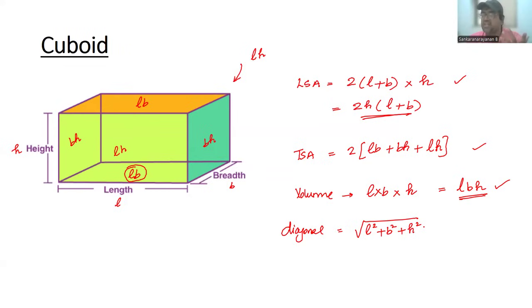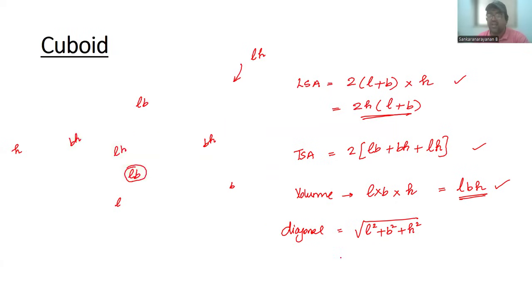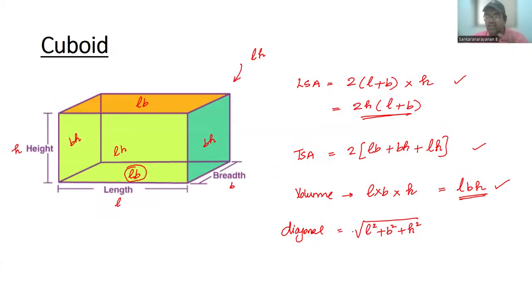And the cube is a special case where L equals B equals H equals A. So that is how it became root of A square plus A square plus A square. That is what I wrote as root 3 A, if you remember. So keep a note of all these formulae here. This is for the diagonal associated with the cuboid.